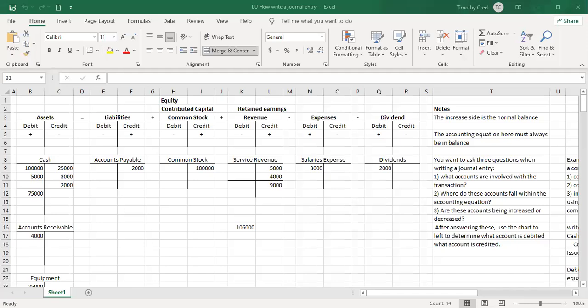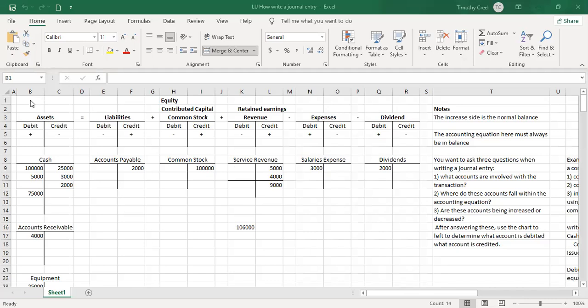Hello, I want to talk with you a little bit about how to do a journal entry. So let me go ahead and share the screen and open up a file here. And this kind of takes us back to the accounting equation, which we had looked at earlier.